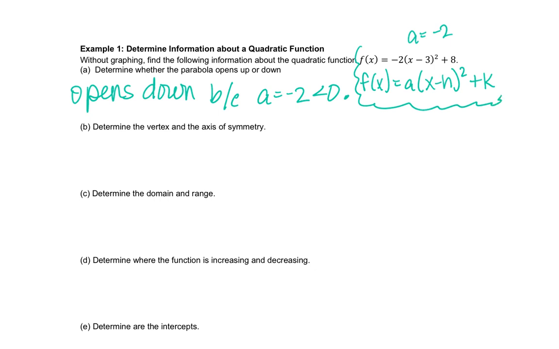Now to determine the vertex, the cool thing about the vertex form is that you can look at it. It's kind of like the slope-intercept form. I can look at it and find the slope and the y-intercept. I can look at this and find the vertex. So the vertex, this is a negative 3 here, so it's a positive 3 here. Positive 8 stays positive 8. And my axis of symmetry is x equals 3 because it always goes through the x value of your vertex.